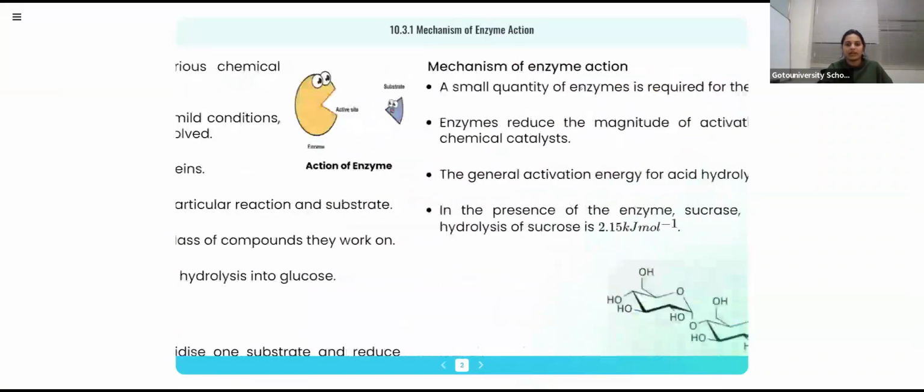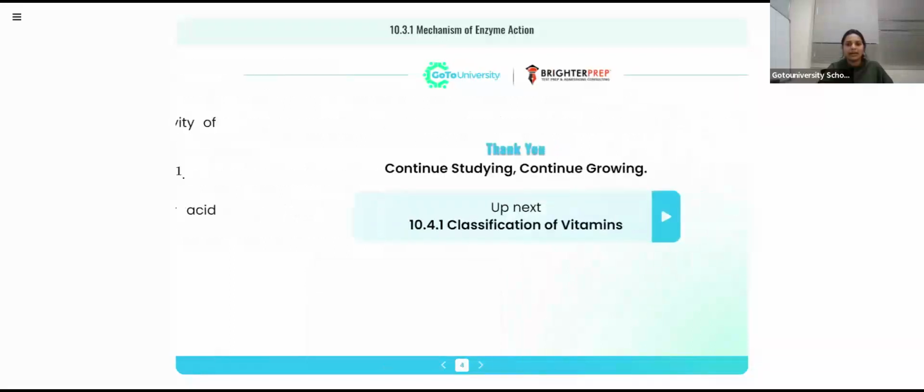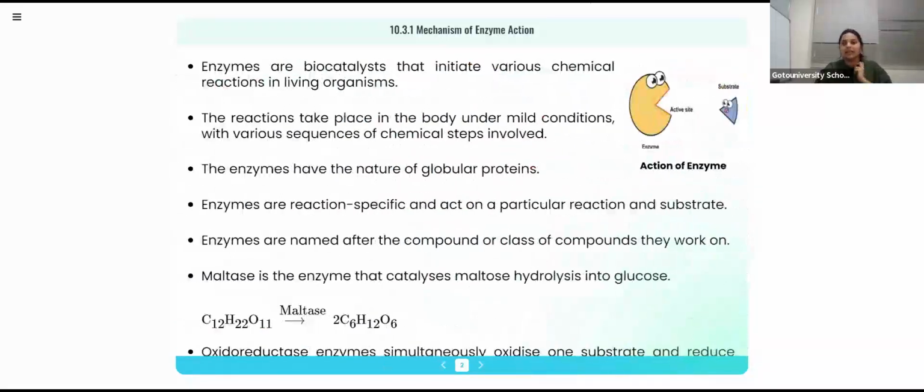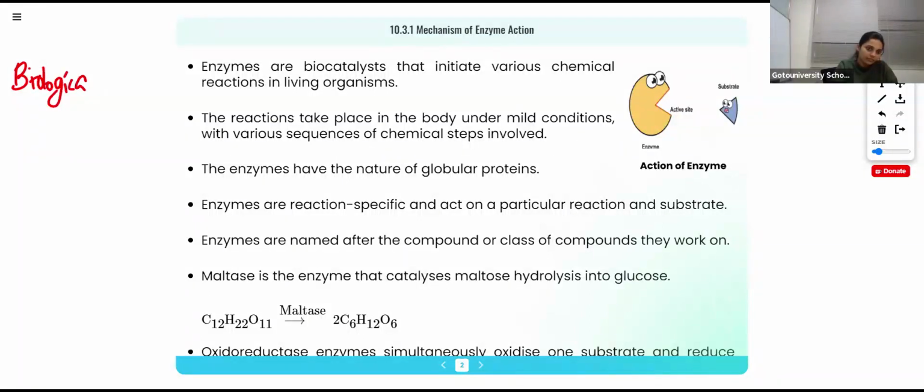Enzymes. Okay. So what do you mean by enzymes? See, enzymes are called biological catalysts, we know, right? Enzymes are called biological catalyst.